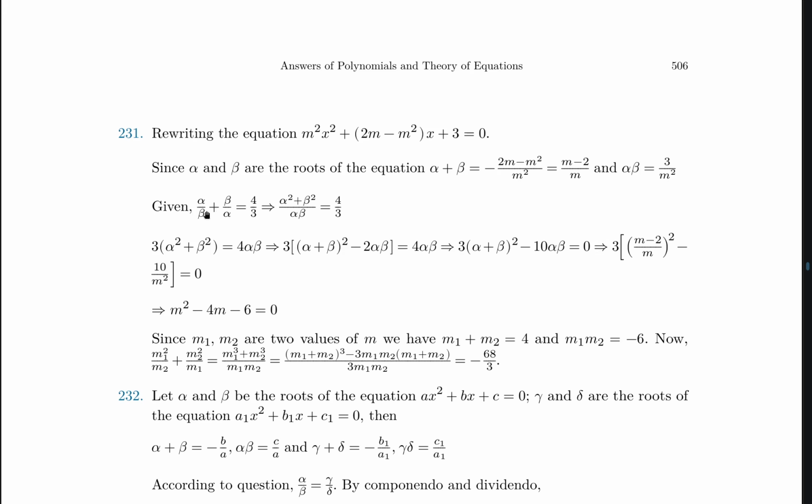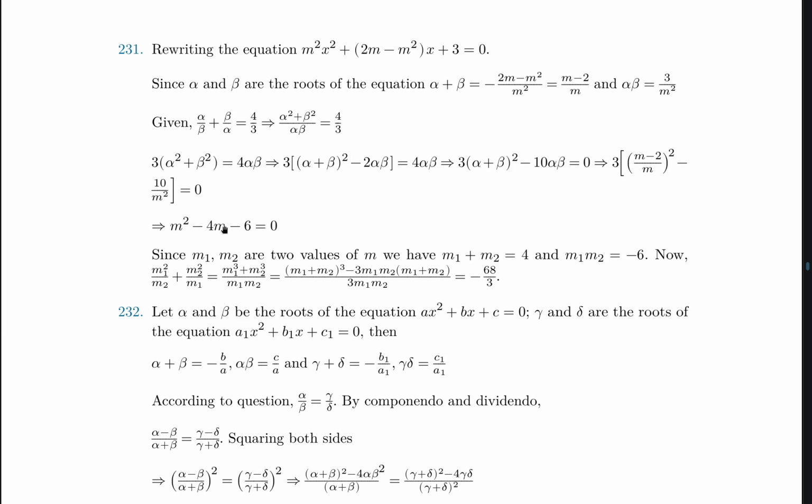Now it is given that alpha by beta plus beta by alpha is equal to 4 by 3. That is 3 into alpha square plus beta square is equal to 4 alpha beta. We write left hand side alpha square plus beta square as alpha plus beta whole square minus 2 alpha beta, which gives us 3 into alpha plus beta whole square minus 10 alpha beta is equal to 0. Now we plug in the value of alpha plus beta and alpha beta, and we do a bit of calculation to arrive at m square minus 4m minus 6 is equal to 0. Now this will give us m1 and m2. So sum of m1 and m2 is 4 and product is minus 6.